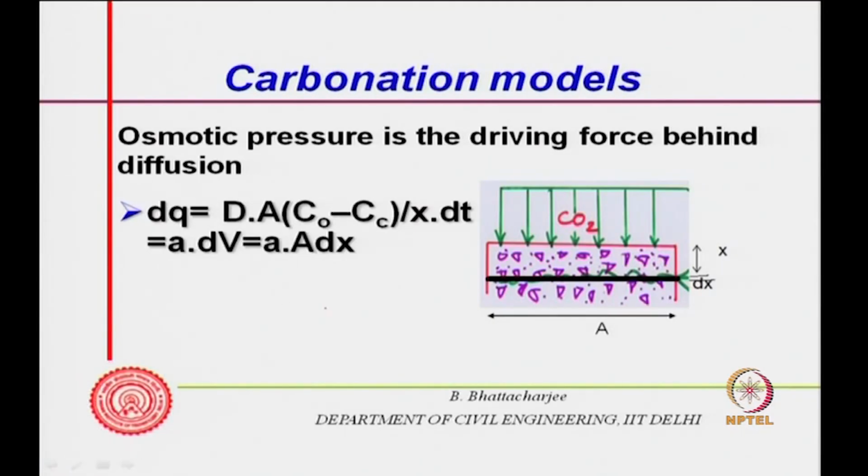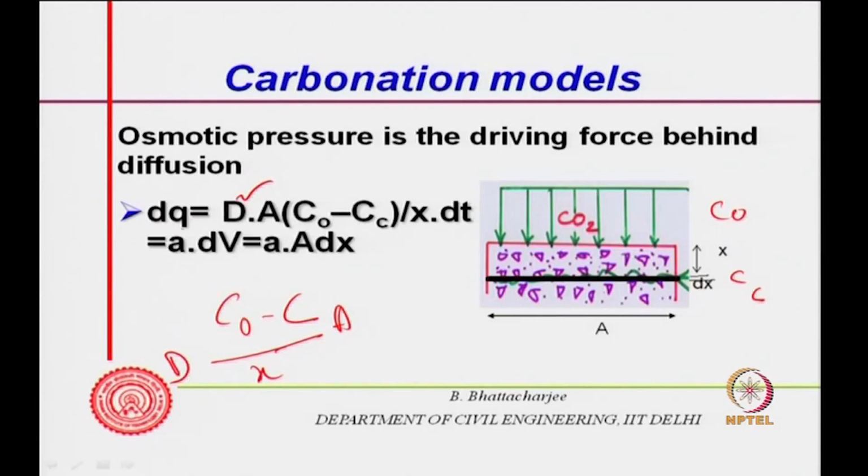So, if I consider the flux, the concrete has already got carbonated up to x. So, the concentration is C0 outside and C in the concrete. The concentration gradient will be given as C0 minus C divided by x. D is the diffusion coefficient, and if A is the area, flux is per unit area.